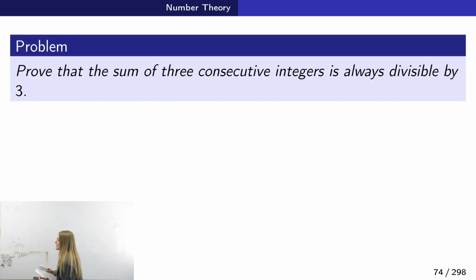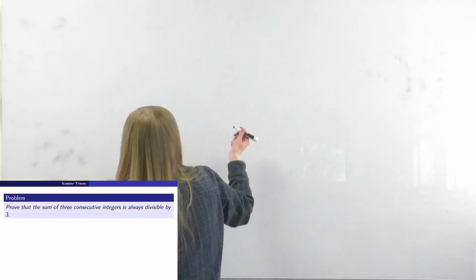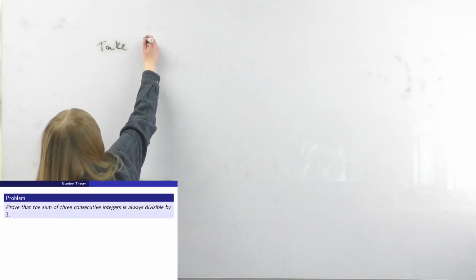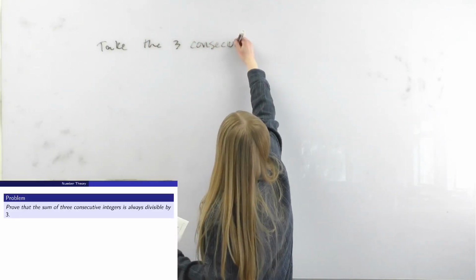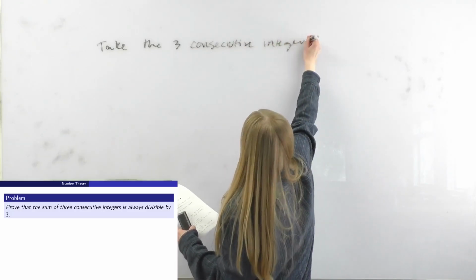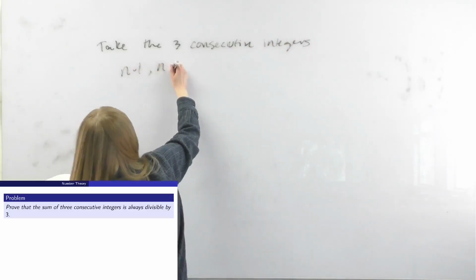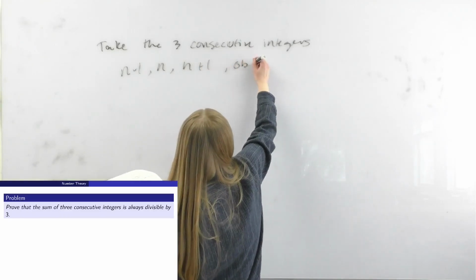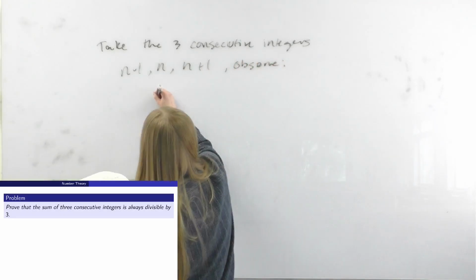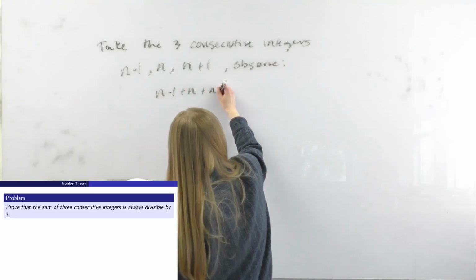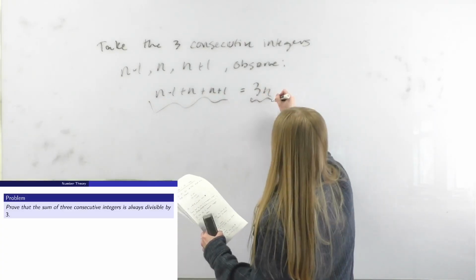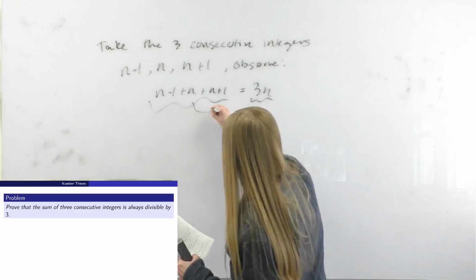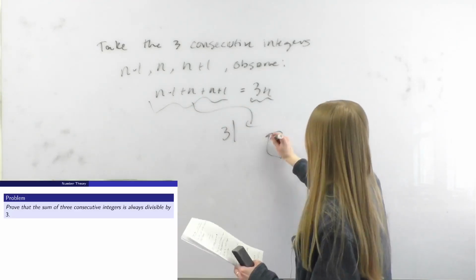All right, this one's actually kind of fun. Prove that the sum of 3 consecutive integers is always divisible by 3. We're just going to take the 3 consecutive integers n minus 1, n, and n plus 1, and observe that n minus 1 plus n plus 1 is 3n. So this whole thing is equal to 3 times some integer. Thus, 3 divides this whole thing. QED.